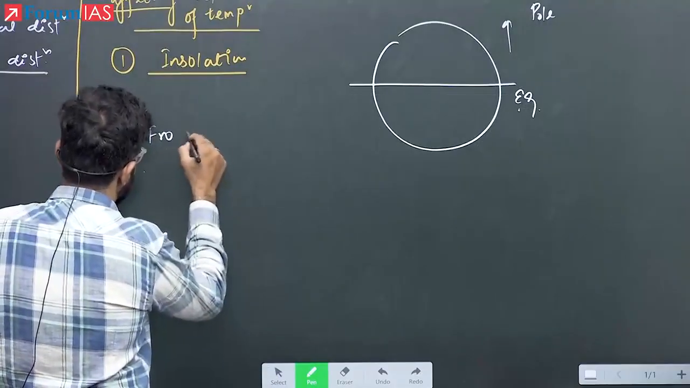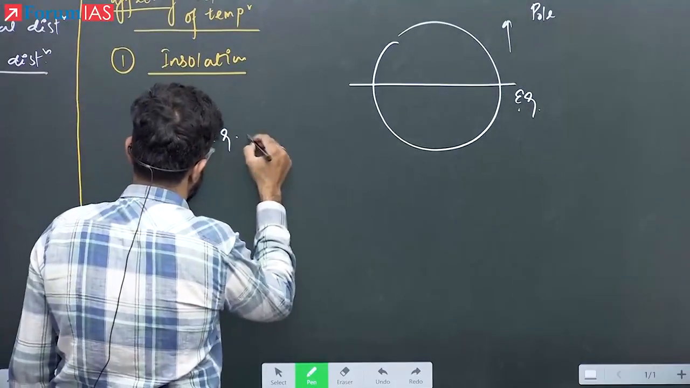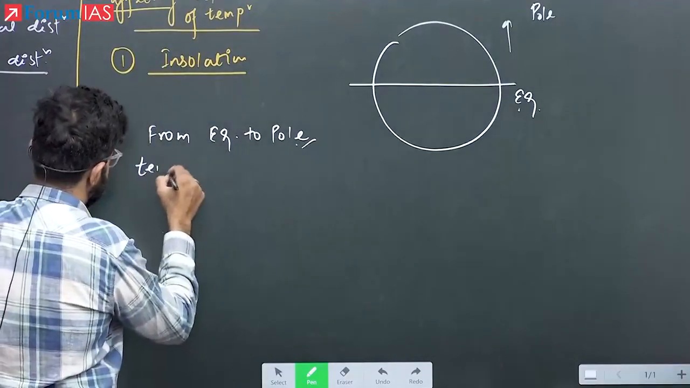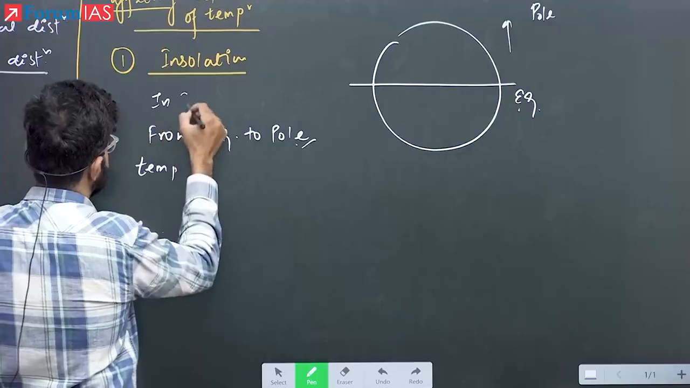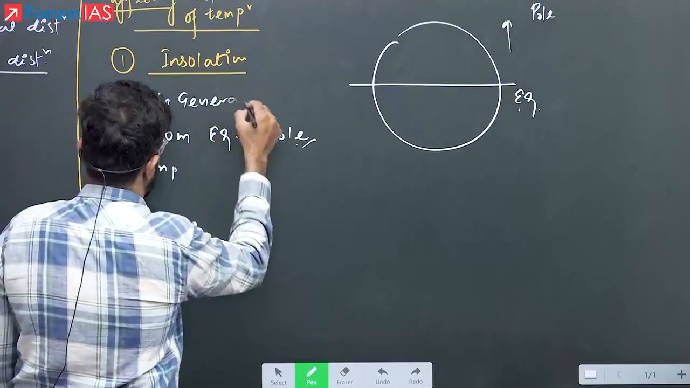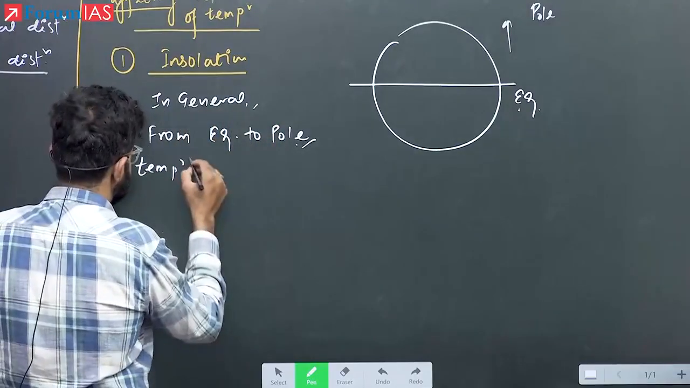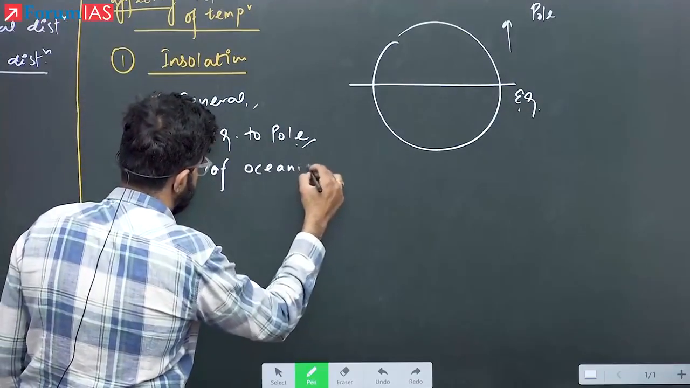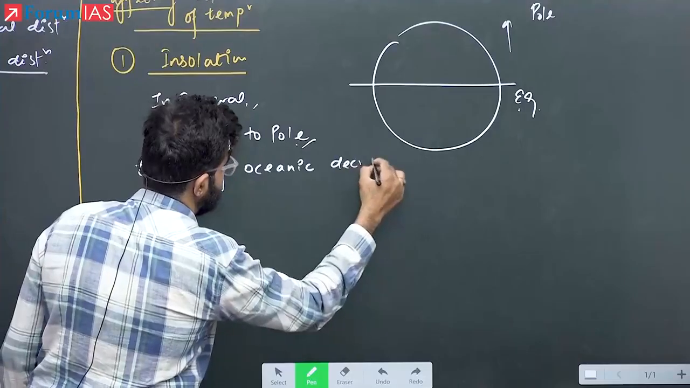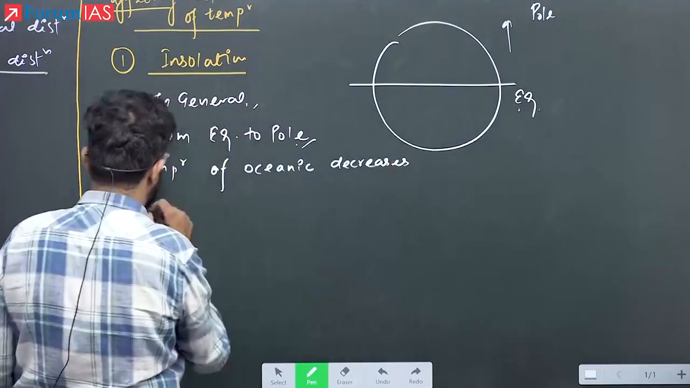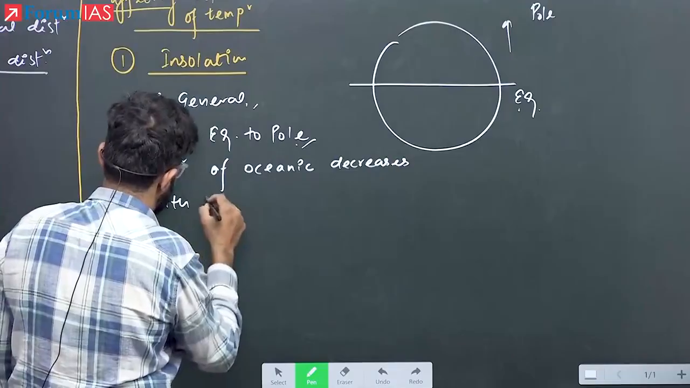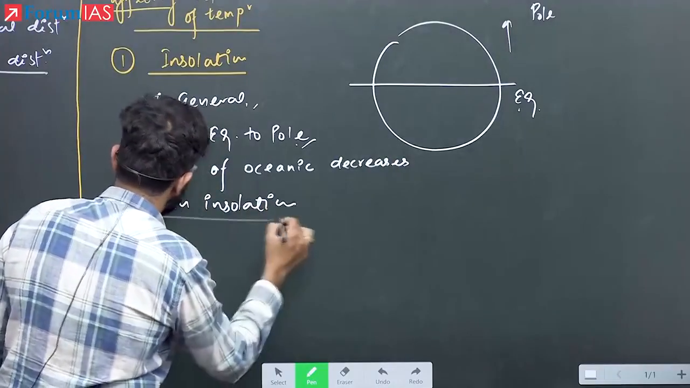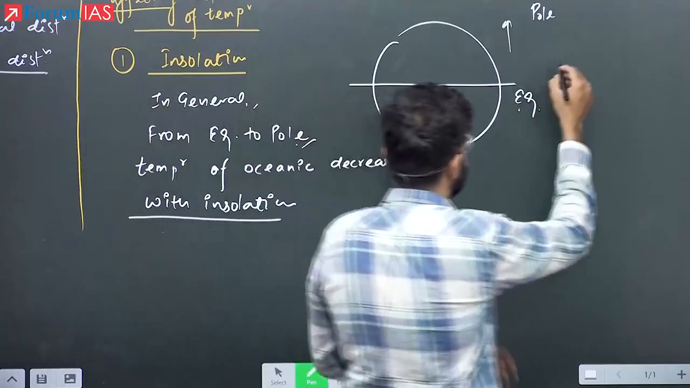So write down here, insolation. From equator to pole, temperature, in general, please write one word, in general, of oceanic water decreases with insolation, because insolation is also decreasing. Yes, so I'm writing here on the diagram also.